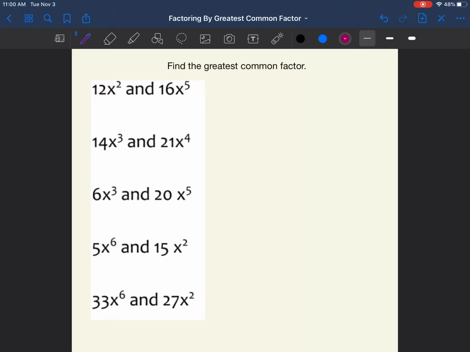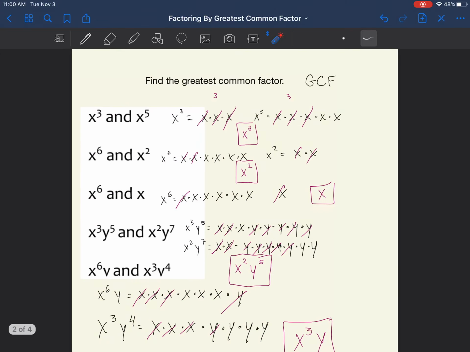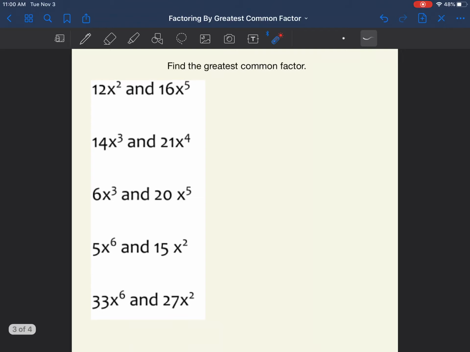Okay, so here our directions are to find the greatest common factor. And we just saw in a video how to find the greatest common factor of x to the second and x to the fifth. That was this back here. So go back to that video if you need to look at that.